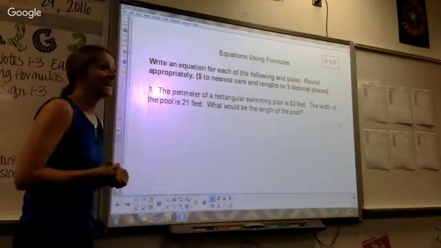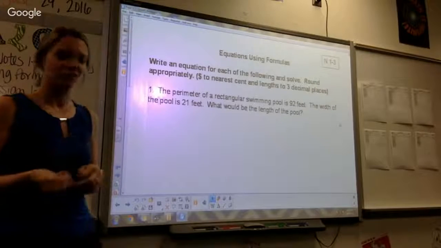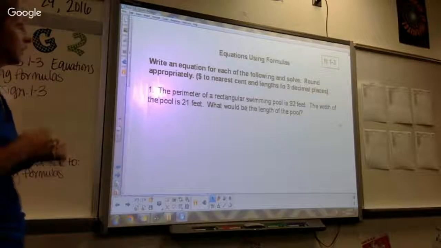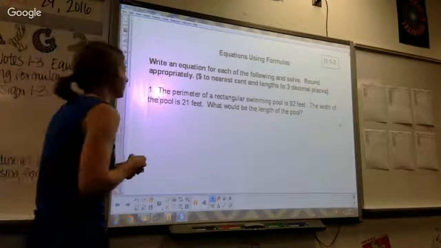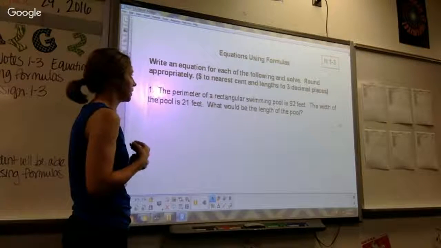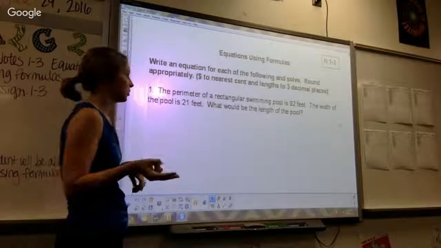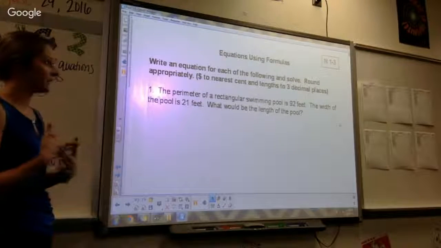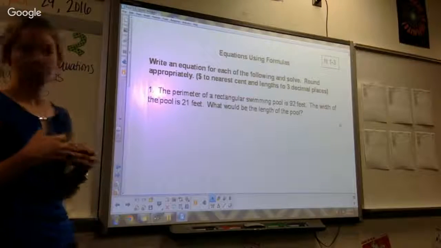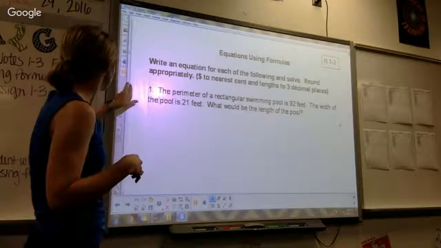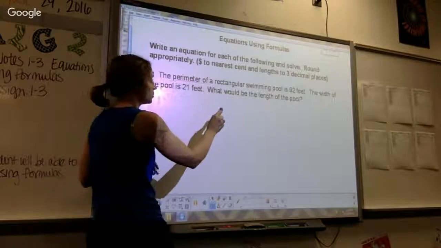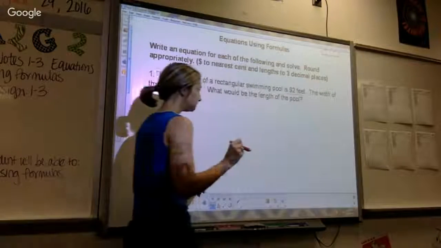Okay, so today we're going to be looking at equations using formulas, notes 1-3. We're going to write an equation for each of the following and solve, and we're going to round appropriately. So if you're talking about money for your answer, make sure you round to the nearest cents, which is 2 places after the decimal. And then on the lengths, widths, heights, anything that you're trying to find on that, you'll do 3 decimal places.